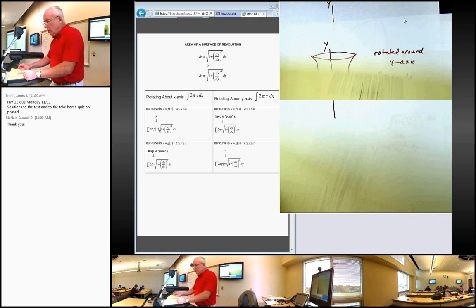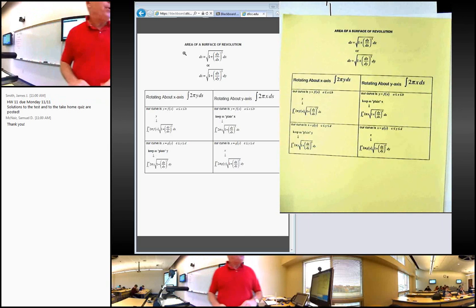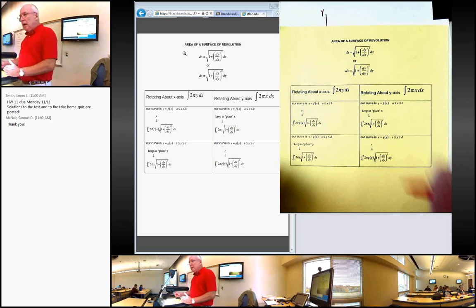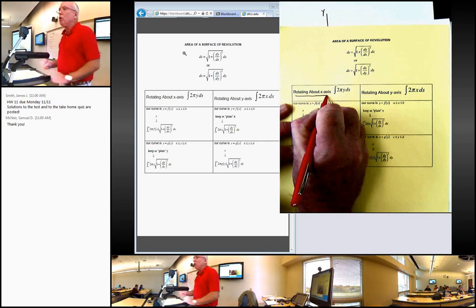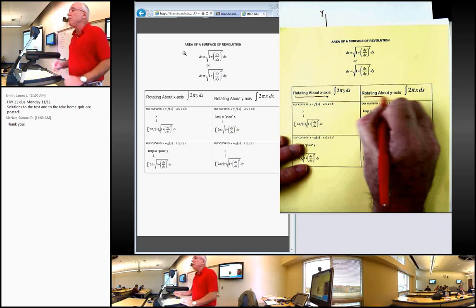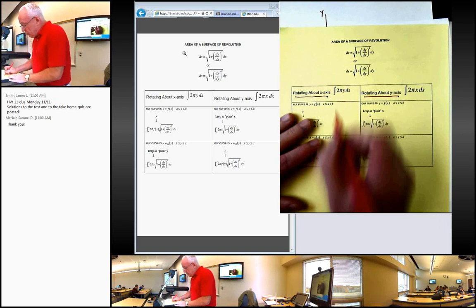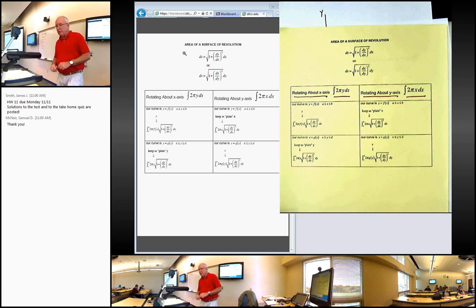This is all given here on this handout that I've made up, area of a surface of revolution. Two main columns for this thing. The first column is if we're rotating the curve around the x-axis. The second column has to do with rotating it around the y-axis. These are the two general formulas for either one of those cases.